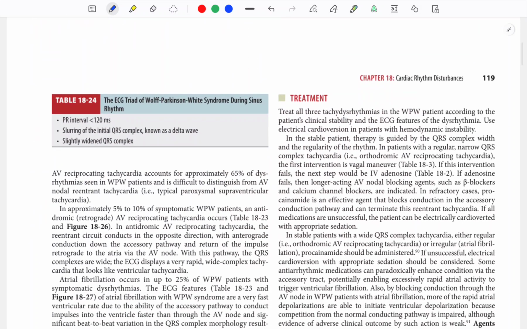What is the ECG triad of WPW syndrome? It is a PR interval less than 120 milliseconds, slurring of the initial QRS complex known as the delta wave, and a slightly wide QRS complex.